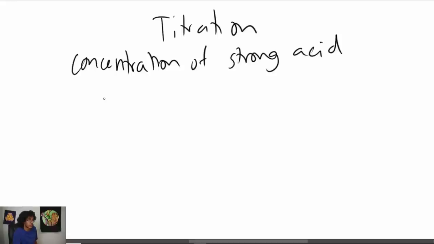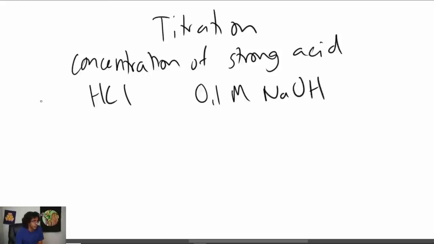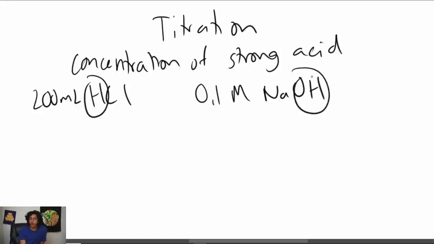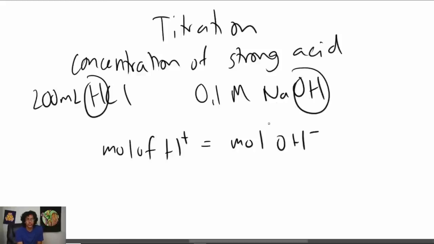So let's just say we wanted to figure out the concentration of HCl, and we have, I don't know, 0.1 molar NaOH, and let's just say we had 200 milliliters of this. So if it takes 200 milliliters of NaOH in order to neutralize this, then the amount of H plus must exactly cancel out with the number of OH minus. So when you're doing titrations, you basically want moles of H plus to equal moles of OH minus. And let's just say we ended up using 200 milliliters.